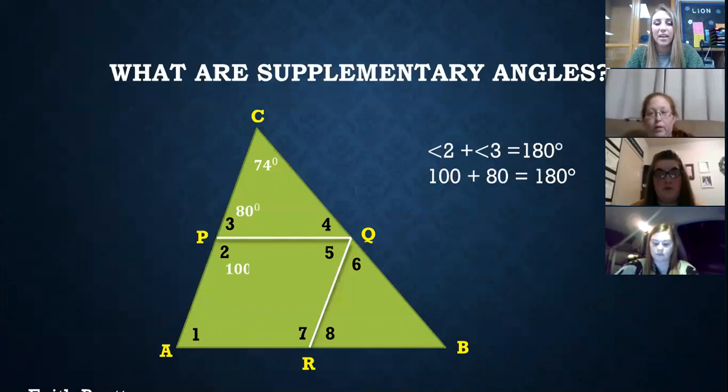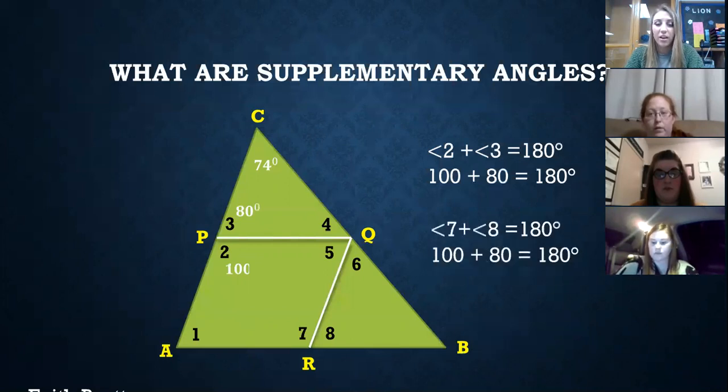But also in this diagram, there are more than one supplementary angles. Another one is angle 7 and angle 8. The degrees for both of them is 180, just like 2 and 3. Okay, so angle 7 is 100 and angle 8 is 80. So together they make 180. So both of these are supplementary angles.